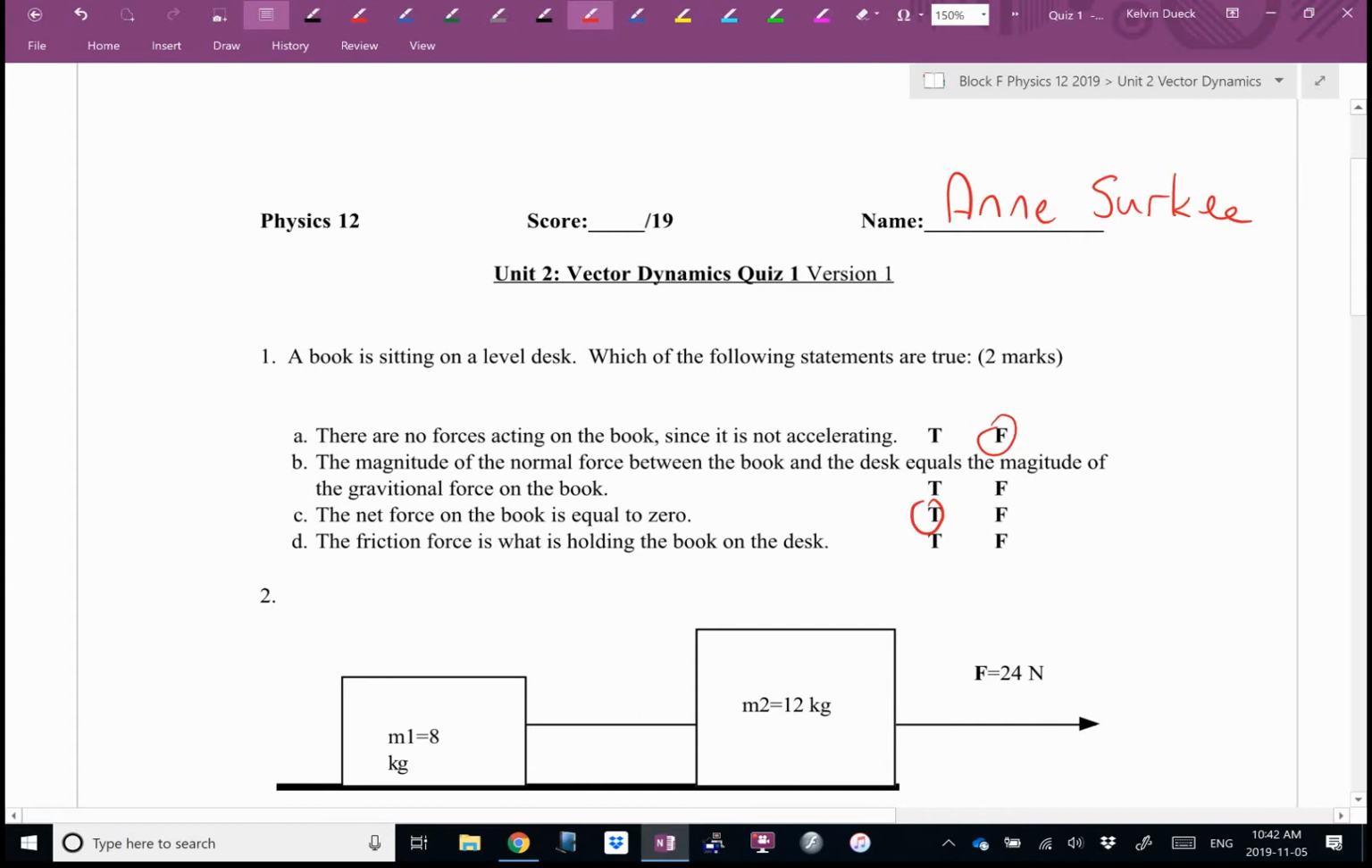B, the magnitude of the normal force between the book and the desk equals the magnitude of the gravitational force on the book. I think that's true. No extra forces. Friction is what's holding the book on the desk. Could a book sit on a desk if the desk was made out of ice, as long as the desk was level? Yeah, so false. FTTF.